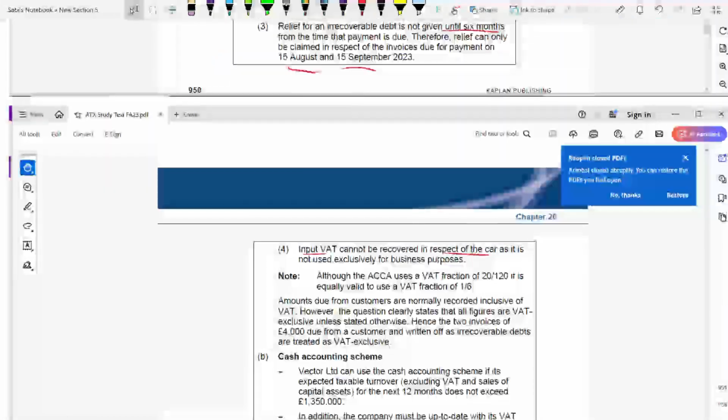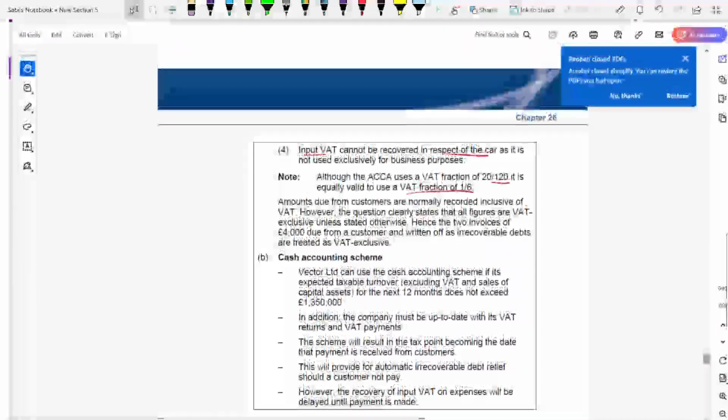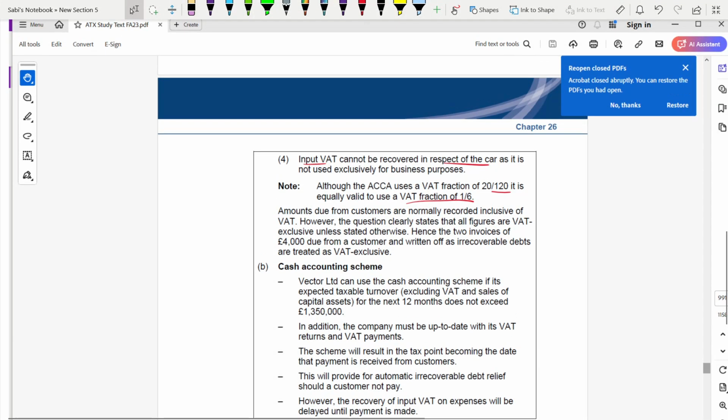Now, although the ACCA uses a VAT fraction of this, it is equally valid to use a VAT fraction of 1/6. They've made it very clear to you. Okay, now, one more thing, we'll read this. Amounts due from customer normally recorded inclusive of VAT. However, question clearly states that all figures are VAT exclusive unless stated otherwise. Hence, the two invoices of 4,000 due from customer and written off as a recorded days are treated as VAT exclusive.